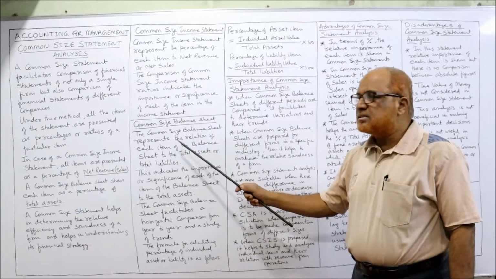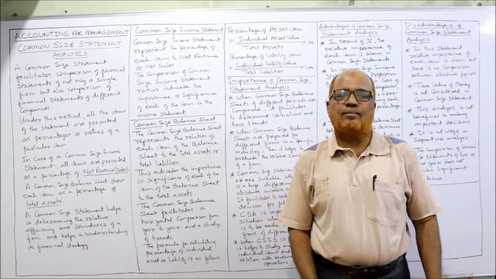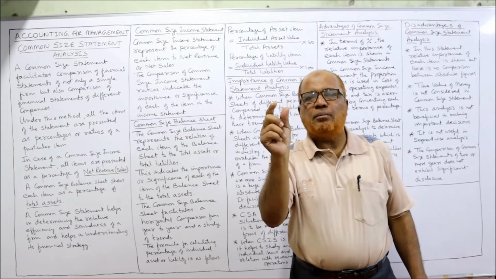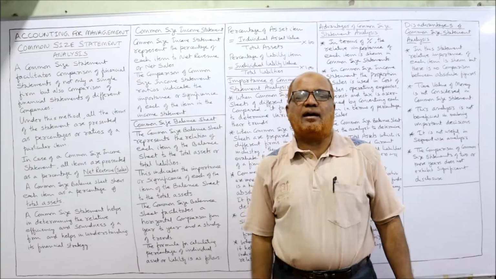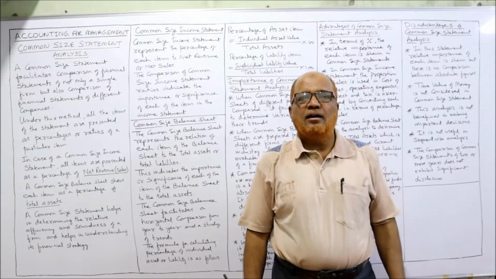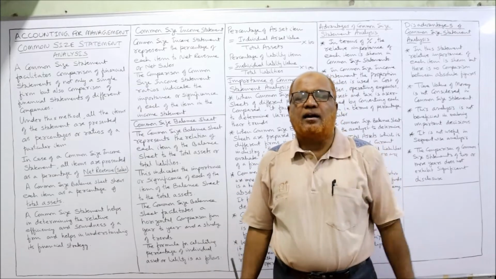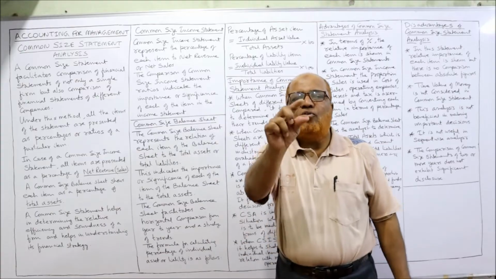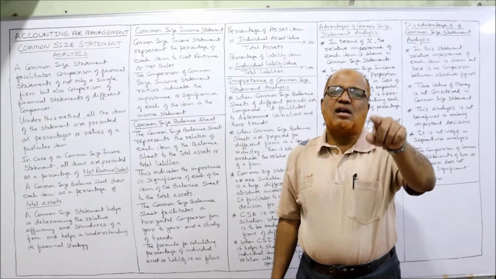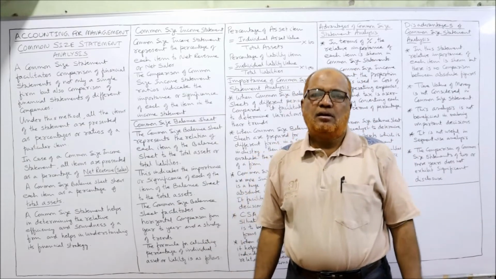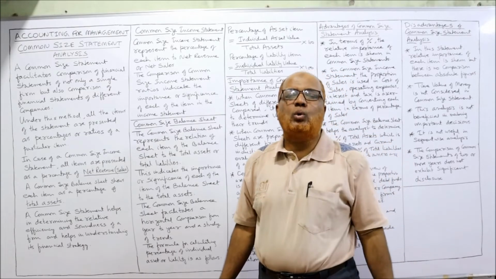Now, the common size balance sheet. The common size balance sheet represents the relation of each item of the balance sheet to the total assets or total liabilities. What is the percentage of every item in the balance sheet to the total assets? For example, the total assets of the balance sheet are 10 lakh. Now, let the current assets be 4 lakh. So what is the percentage of current assets? 4 lakh divided by 10 lakh into 100, 40%. So simply we can say the current assets are 40% of total assets. In this way, we can express all other items as a percentage of total assets.